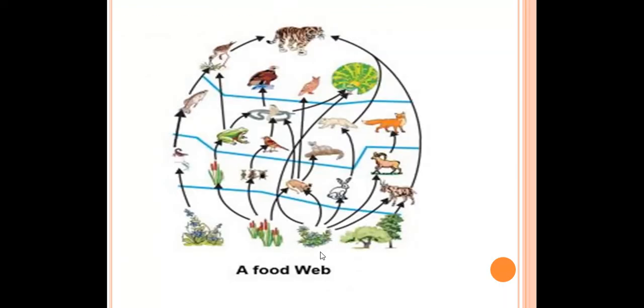Next, you can look at the example over there. You can see so many food chains which are interconnected with each other. They have some relationship among themselves. So this is called a food web.